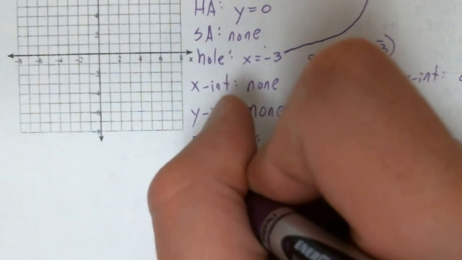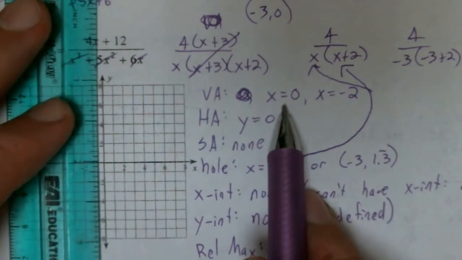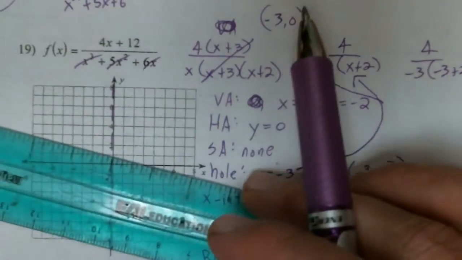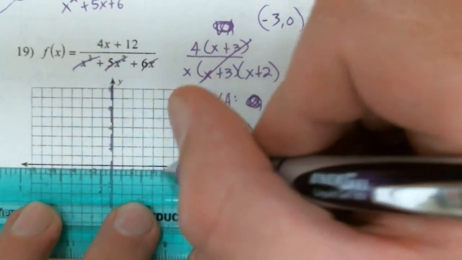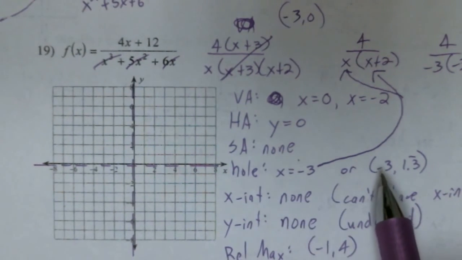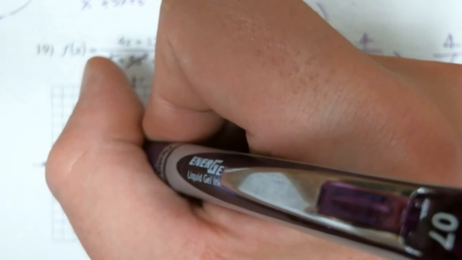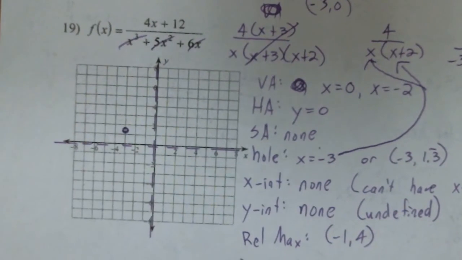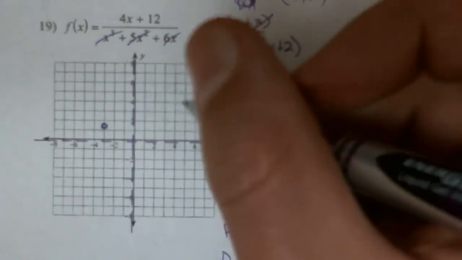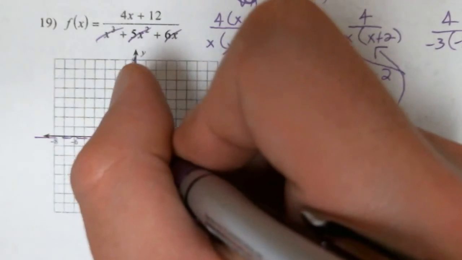Domain. Before I get to that, I've got enough to plot everything that we need. So let's go back and plot our stuff. I've got a vertical asymptote at 0, which is the y-axis. I have a horizontal asymptote at y equals 0, that's the x-axis. And then I have no slant asymptote. I've got a hole at -3, 1.3. -3, 1 and a little bit more. So right there, I have a literal hole in the graph. X-intercept, y-intercept, we don't have any, but I've got a relative max at -1, -4.